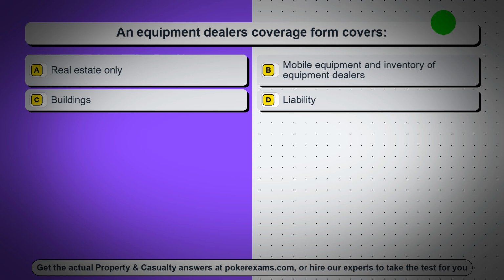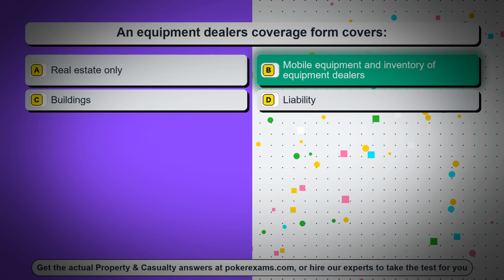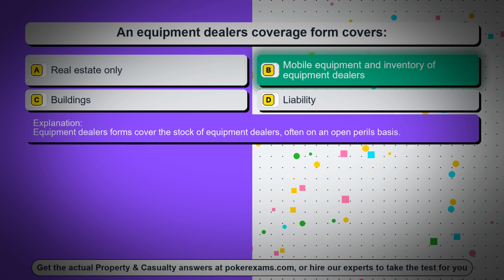Question 92. An equipment dealer's coverage form covers: Option A, real estate only. Option B, mobile equipment and inventory of equipment dealers. Option C, buildings. Option D, liability. The correct answer is option B, mobile equipment and inventory of equipment dealers. Equipment dealers forms cover the stock of equipment dealers, often on an open perils basis.